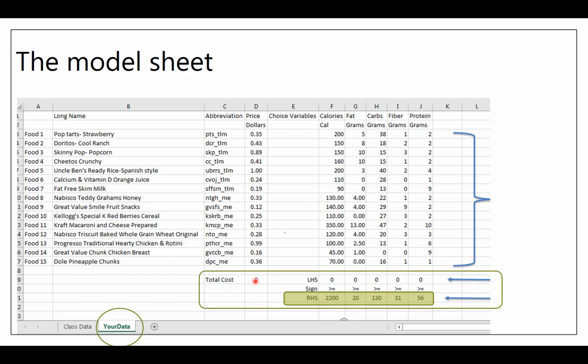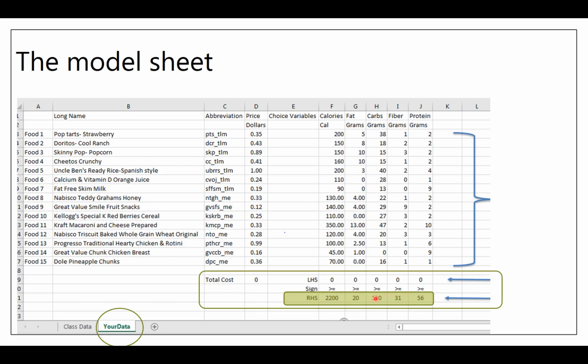I want to measure the total cost, and I am going to measure my total demand or my target in my diet for calories, fat, carbohydrates, fiber, and protein right here. Okay, and so we end up with this. When you open up the class spreadsheet, this part right here will be blank, this right-hand side row. And that's where you'll go and fill in nutrition information of yours.